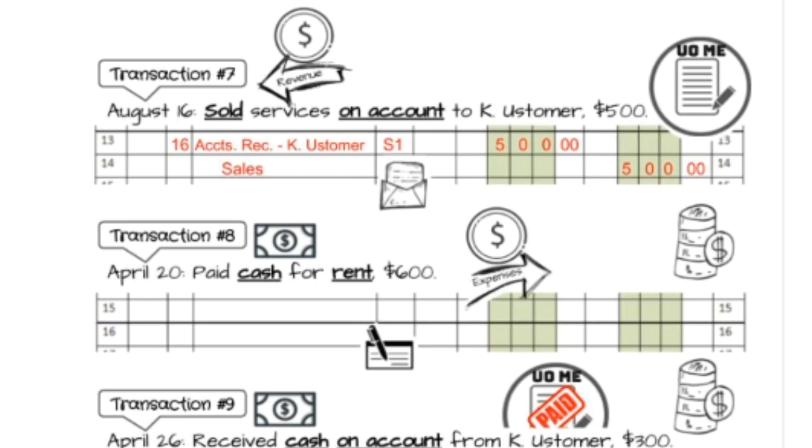Transaction number 8, on April 20th, we paid cash for rent. So when we're paying cash, that means cash is decreasing, and that will be the credit. Our rent is going to be the debit. So it is the 20th. Again, it's April 20th. And rent expense is our debited account, and $600 is our amount. Our credit is cash. And again, that amount is $600. And you'll see it is a check. We've got our little check image there. It is our 4th check. So it's C4.